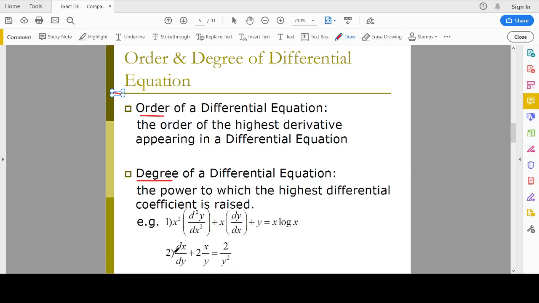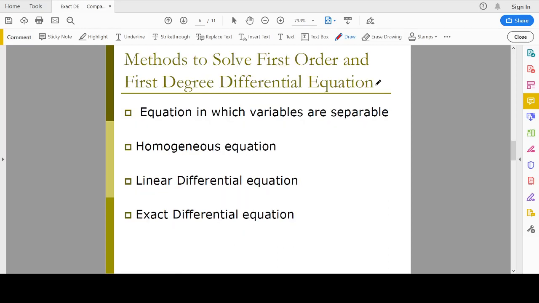Now in second example here, highest derivative term is dx by dy. Therefore order is 1 and degree is also 1 in second example. Method to solve first order first degree differential equation. There are actually 4 methods, but in this video we are going to discuss exact differential equation.